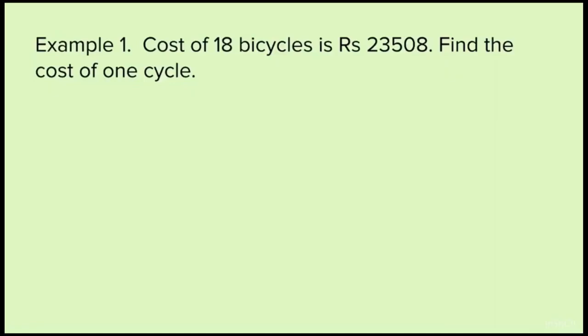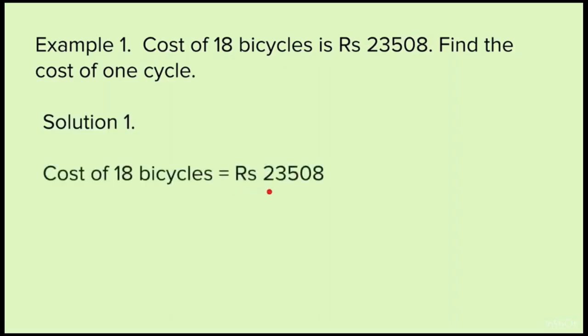Now, cost of 18 bicycles is rupees 23508. Find the cost of one cycle. Now, first of all, we will see the statement, what is given there. Cost of 18 bicycles is rupees 23508. So, how to write the statement? Let's see. The first statement you will write is cost of 18 bicycles, that is rupees 23508.